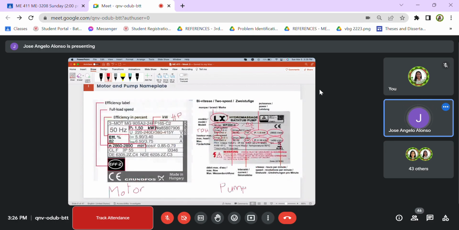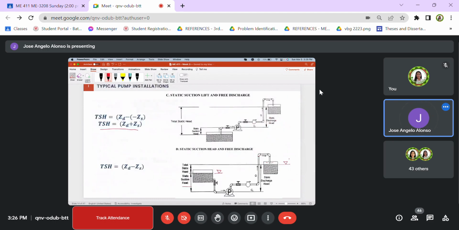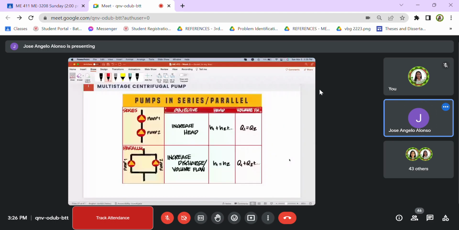Unlike kapag sa pagkuha natin ng net positive suction head. Kasi when we're discussing net positive suction head, ang pinag-uusapan lang natin dito is on suction part. Hindi natin dito sinasama sa calculation yung ating discharge. So pamaya sa equations, sa formula, makikita natin kung bakit ganun.